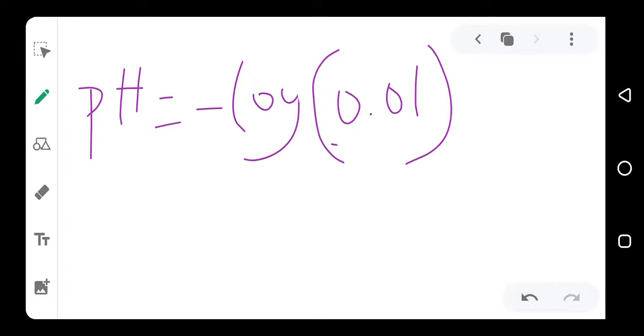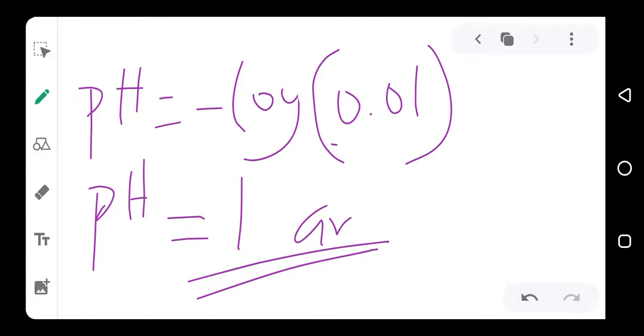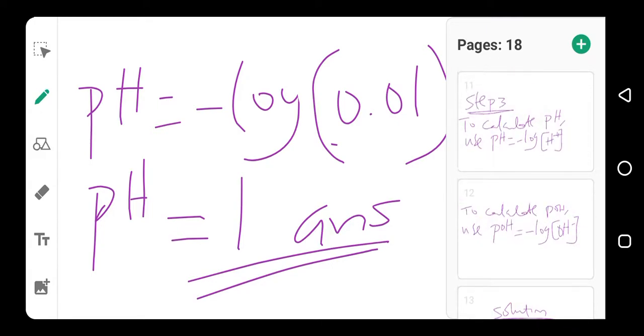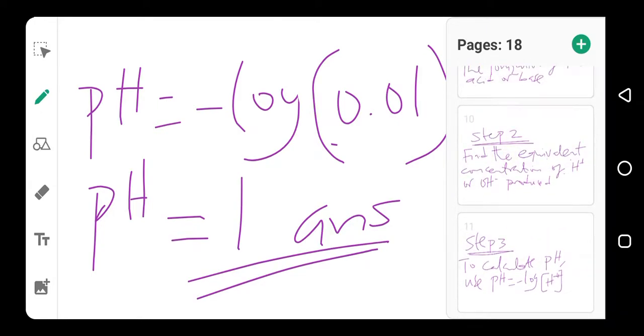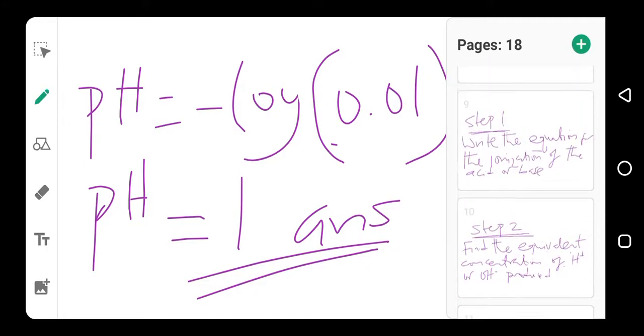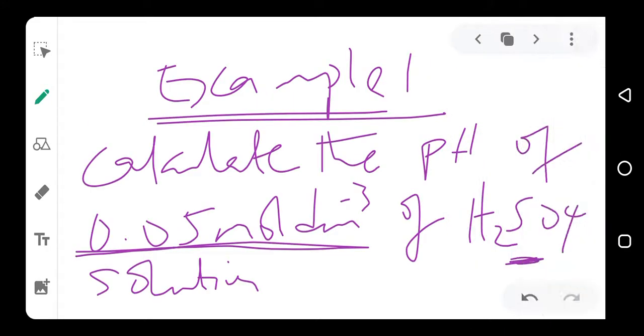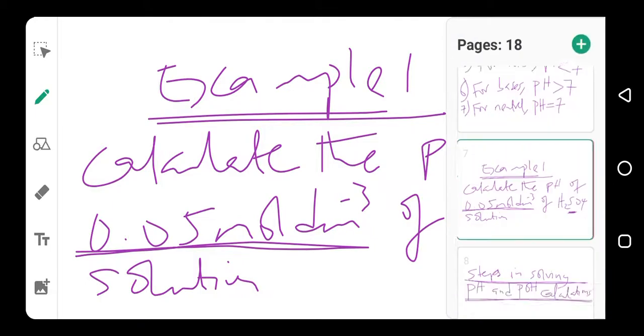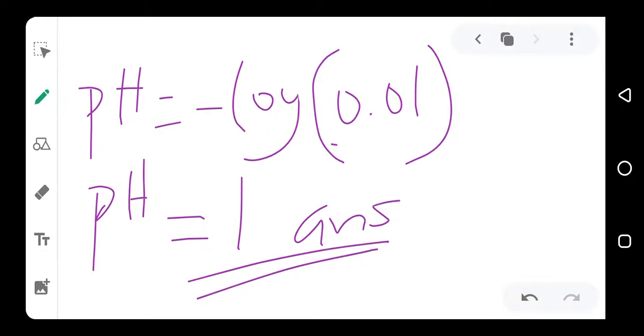Negative logarithm of 0.01. Now if we use our calculator and calculate it, we get that negative logarithm of 0.01 is equal to 1. So this is the answer. The pH of this solution, the pH of 0.05 mole per dm cube of H2SO4 is 1. So that is the answer. The answer is 1.